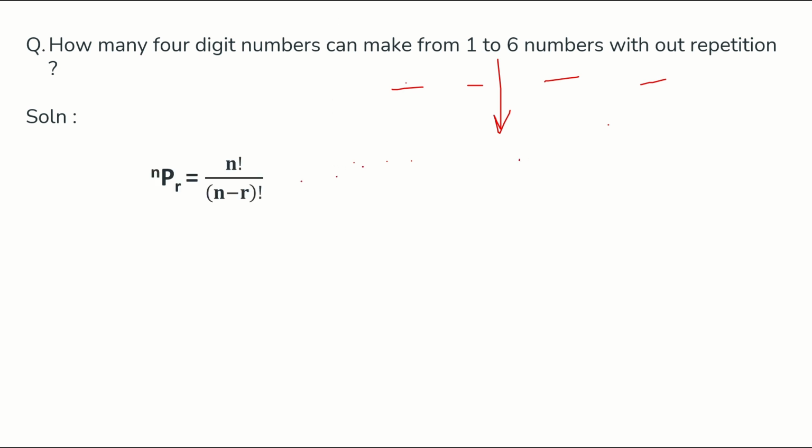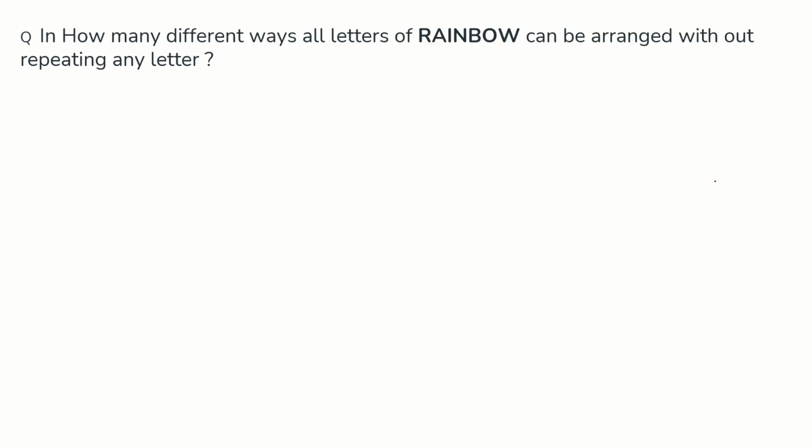We have a formula as nPr equal to n factorial by (n minus r) factorial. Here n is 6 and r is 4. So 6P4 equal to 6 factorial by (6 minus 4) factorial. So here we can write it as 6 factorial by 2 factorial. Here 6 factorial is 720. So 720 by 2 is 360. So using the numbers 1 to 6, we can write 360 4-digit numbers without repetition.